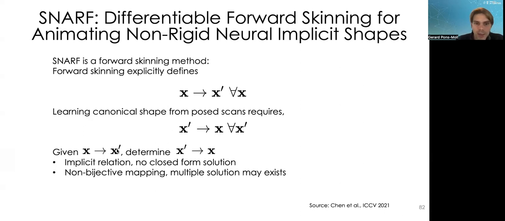So now in this paper, SNARF, what they will do is, given the relationship x maps to x prime, determine the x that maps to x prime. It's an implicit relationship, but there's no closed form solution. It's a non-bijective mapping because multiple solutions may exist. For a given pose point, you might have multiple solutions on the body.